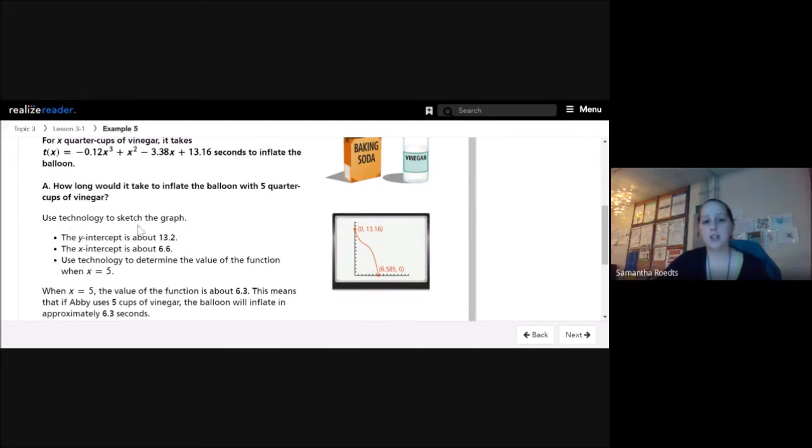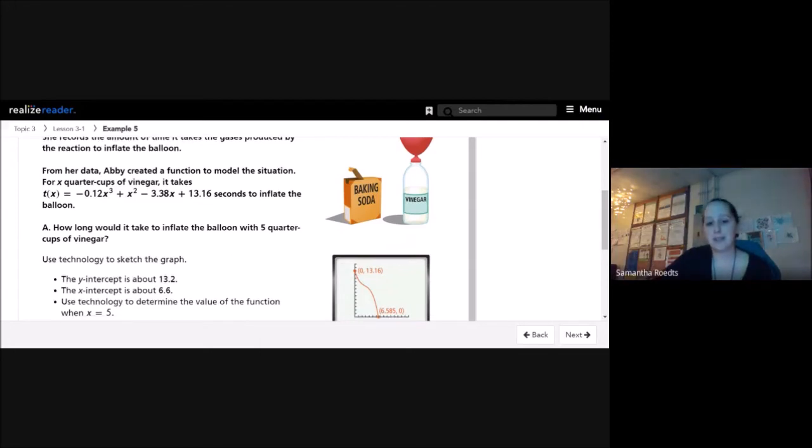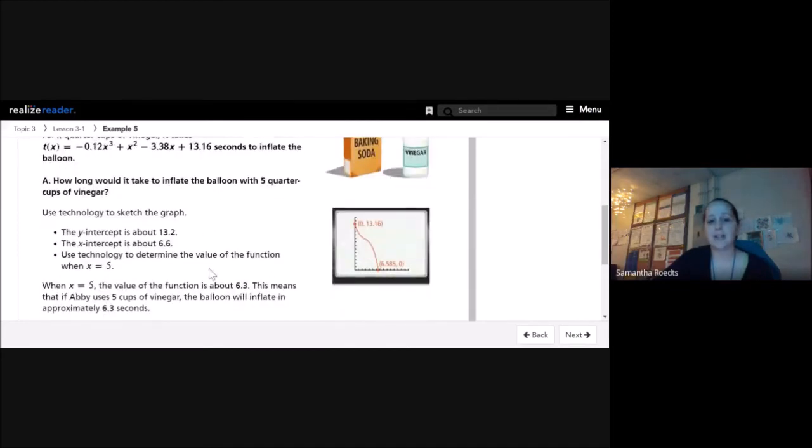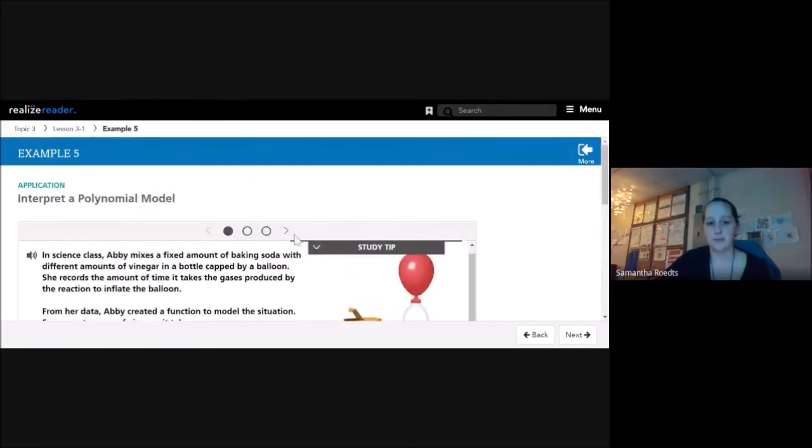So using technology to sketch the graph, the y-intercept is about 13.2. Okay, so if I subbed in 0 for x, I would get about 13.2. The x-intercept is about 6.6. Use technology to determine the value of the function when x equals 5. When x equals 5, the value of the function is about 6.3. This means that if Abby uses 5 quarter cups of vinegar, the balloon will inflate in approximately 6.3 seconds. Okay. So basically all we did was we substituted in 5 for the x value, and that's what it gave us.